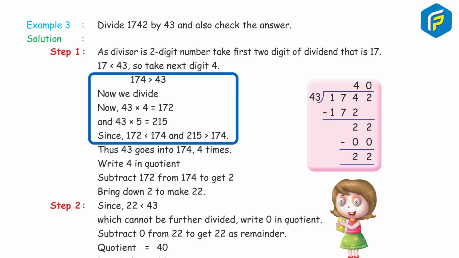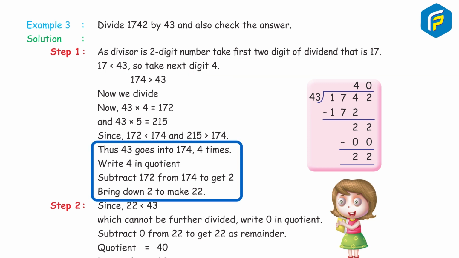Now we divide. 43 into 4 is equal to 172 and 43 into 5 is equal to 215. Since 172 is less than 174 and 215 is greater than 174, thus 43 goes into 174 4 times. Write 4 in quotient. Subtract 172 from 174 to get 2. Bring down 2 to make 22.